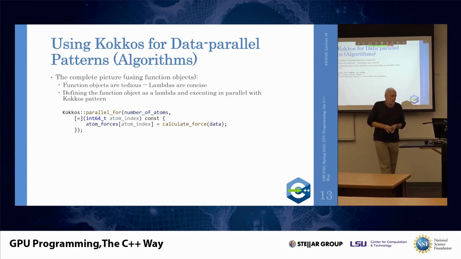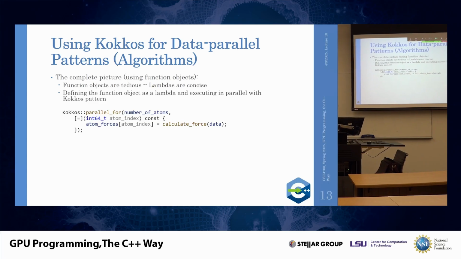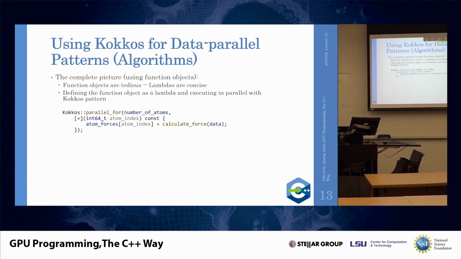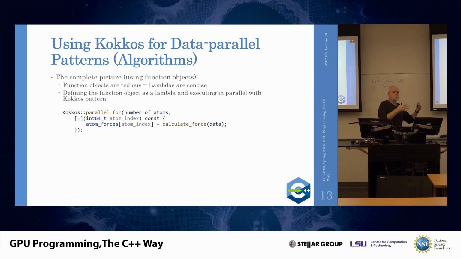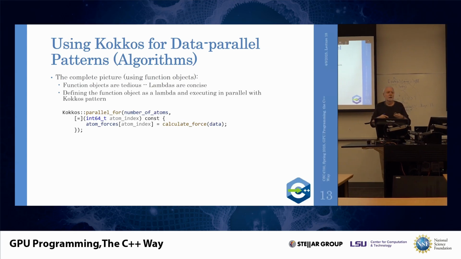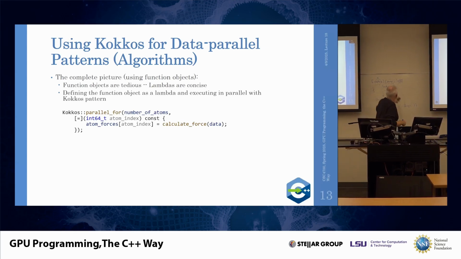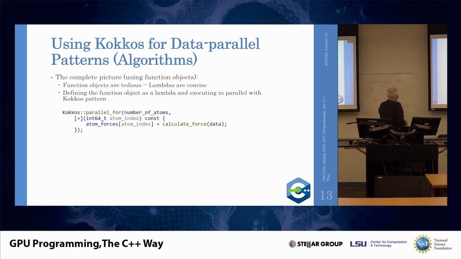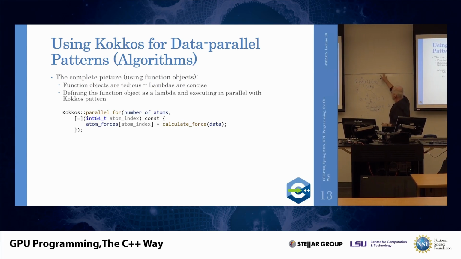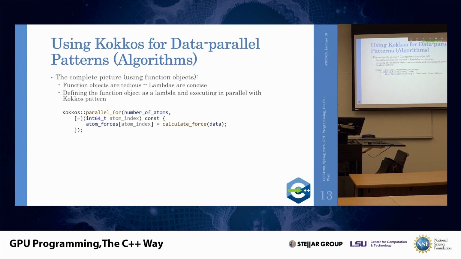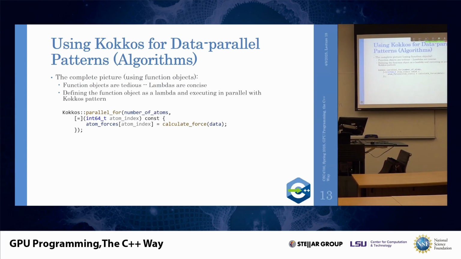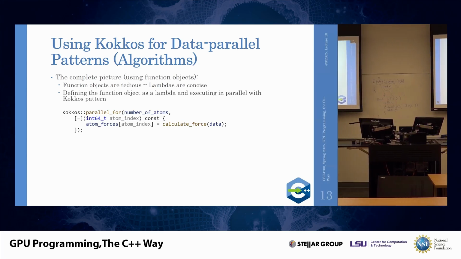Now, the equal sign as a capture is a special way of saying, please capture everything my body needs by value. Copy everything into the function object when you create the Lambda. So all the captures are copies of whatever is defined outside of the Lambda object. And we will see how that is very important because this code runs on the CPU, and we want the body of the Lambda to run on the GPU.